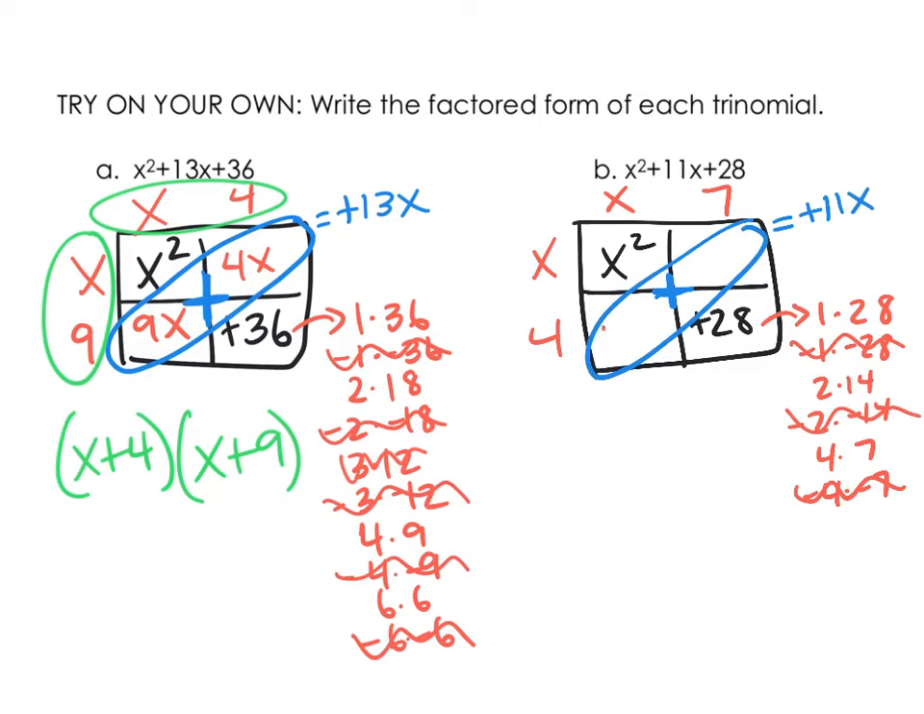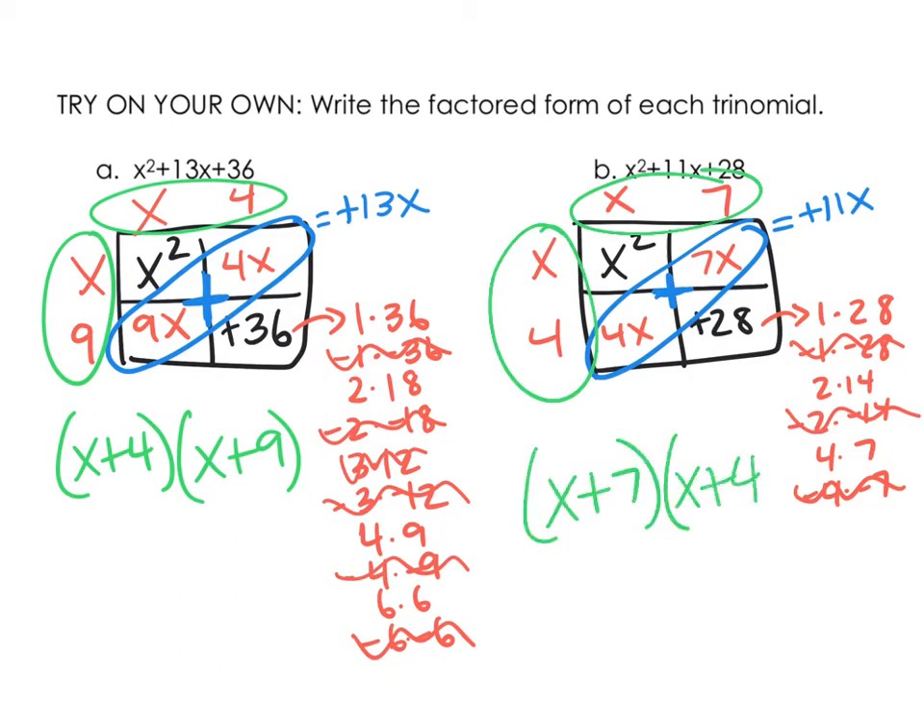4 times x is going to give me 4x. 7 times x is going to give me 7x. And then if I check this, 4x plus a 7x does give me 11x. So my answers are x plus 7 and x plus 4. Make sure you're writing your answers how I'm writing my answers in the parentheses, just like mine.